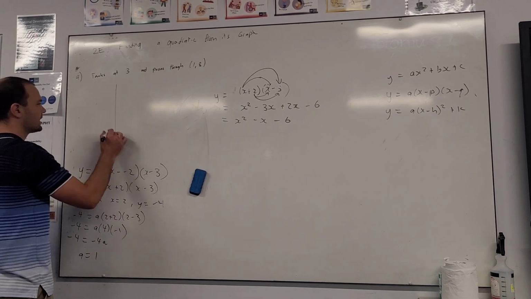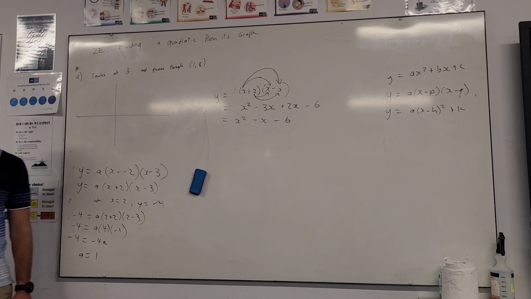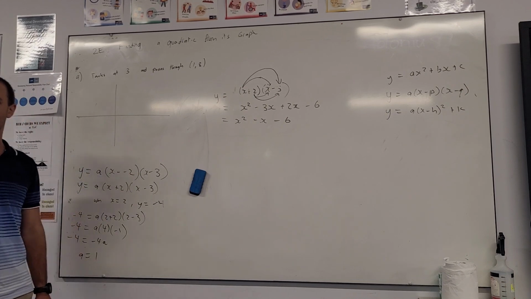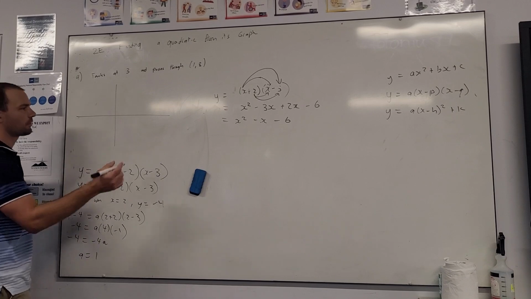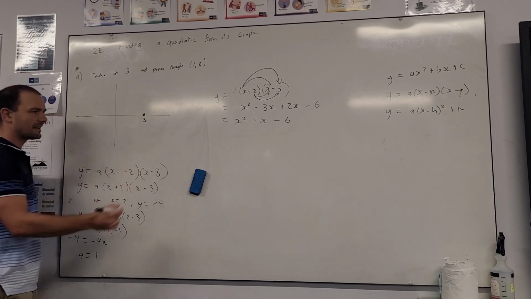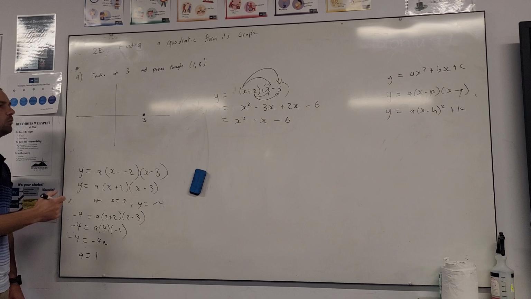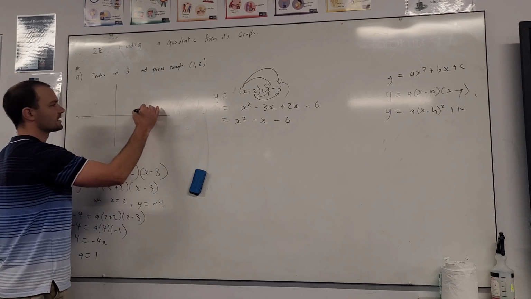Alright, so if I'm going to sketch that, it touches it. That means it doesn't cut it. That means it has to be a double root. Touches at 3. 1, 2, 3. It has to be here. X is 3. That's where it touches. So the vertex is touching, and it passes through the point x is 1, y is 8.